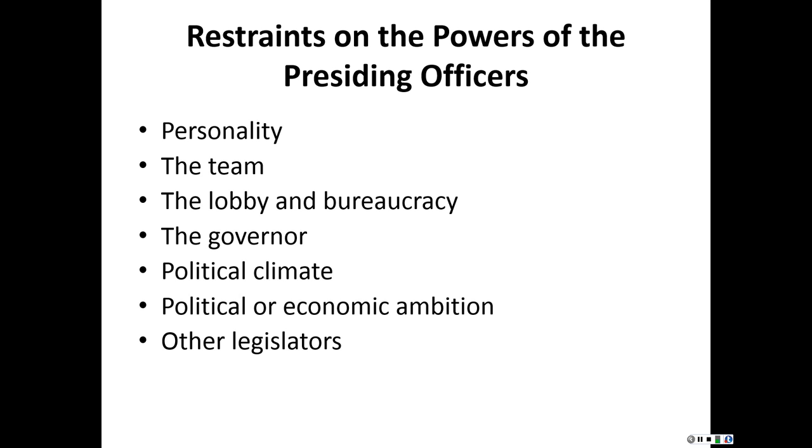Finally, they have other legislators that act as a restraint on their power. What we have to realize is that other legislators, while yes, the presiding officers have all this power over them, however, these other legislators still, for lack of a better term, serve other masters. What do I mean by that? Ultimately, these other legislators are responsible to the people in their district, and it is the people in their district who re-elect them, who keep on putting them in this position.